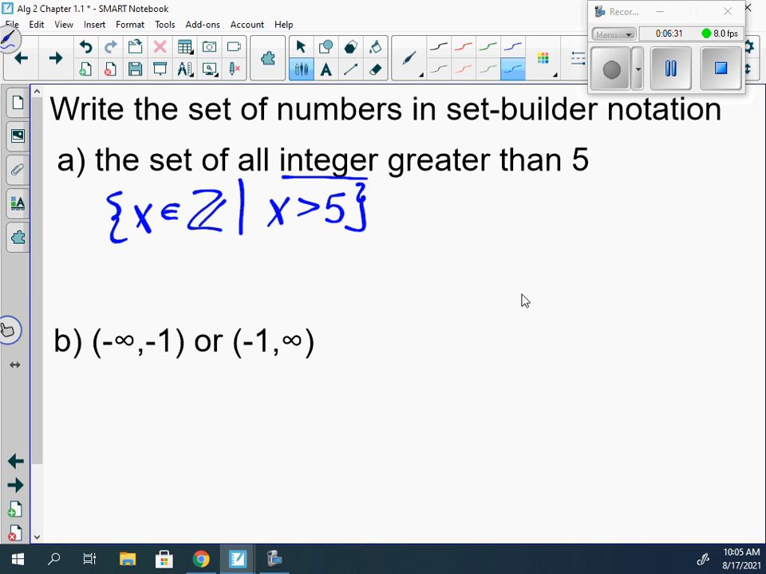We made that sentence a lot nicer. I think it looks nicer. It's a lot more compact and a little bit easier to understand, as long as you understand what we're looking at, the symbols. x is an element of the integers such that x is greater than 5. X is an integer and is greater than 5.